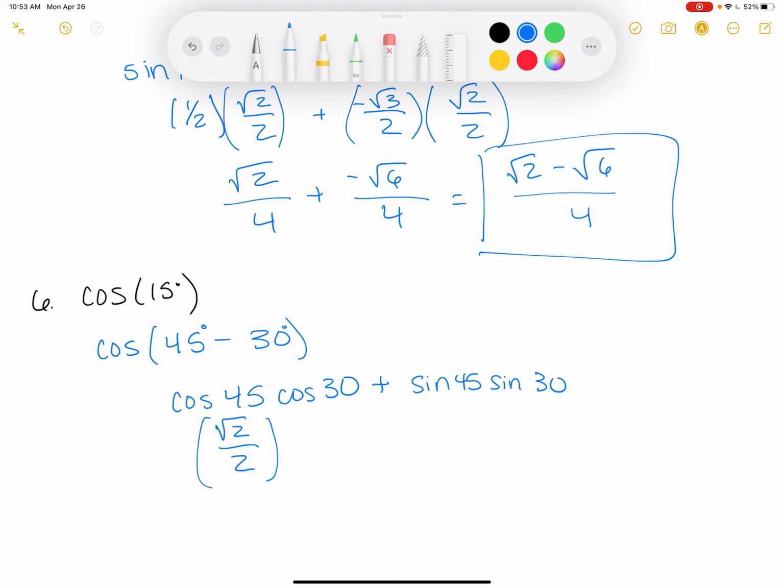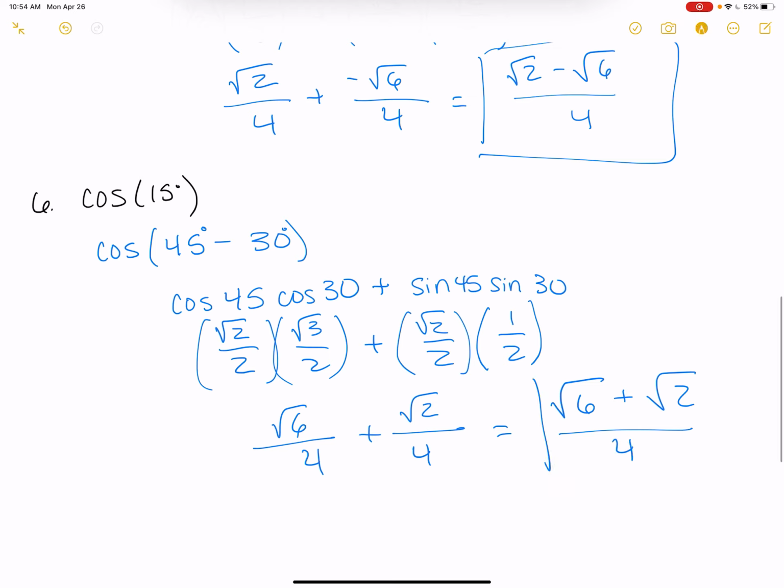So root 2 times root 3 is root 6, over 2 times 2 is 4. Plus root 2 times 1 is root 2, over 2 times 2 is 4. Combine them, and you have to combine them to have it completely right. Root 6 plus root 2 over 4.